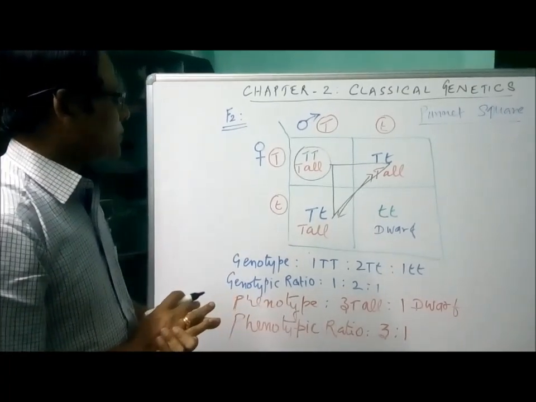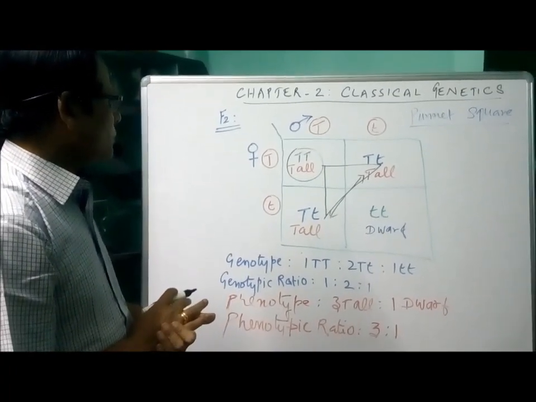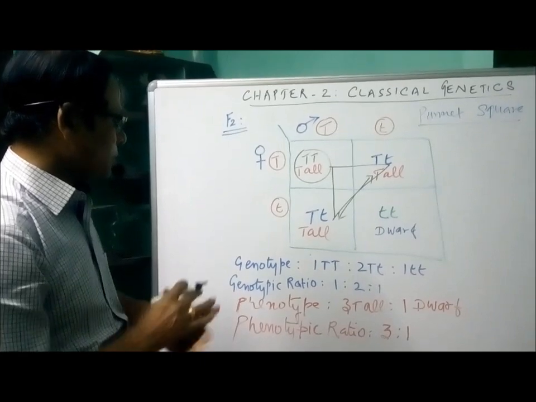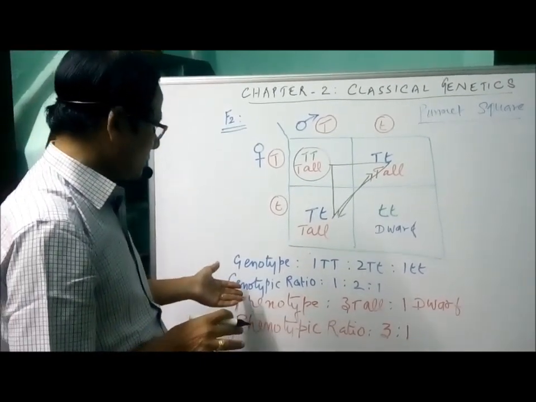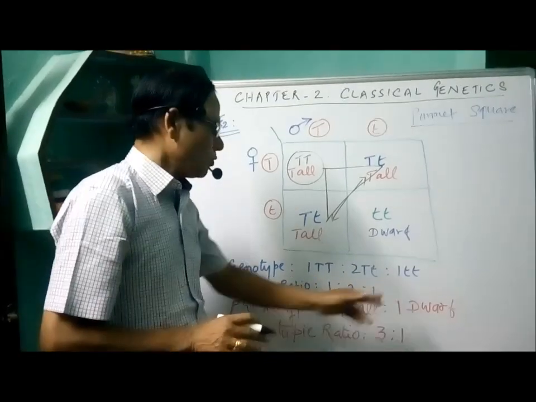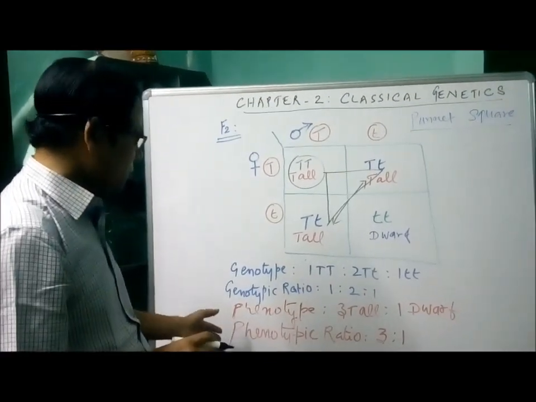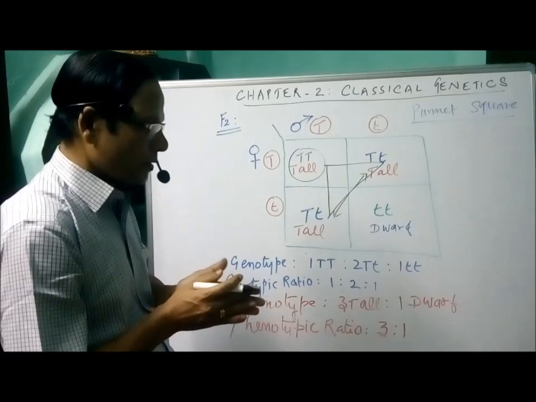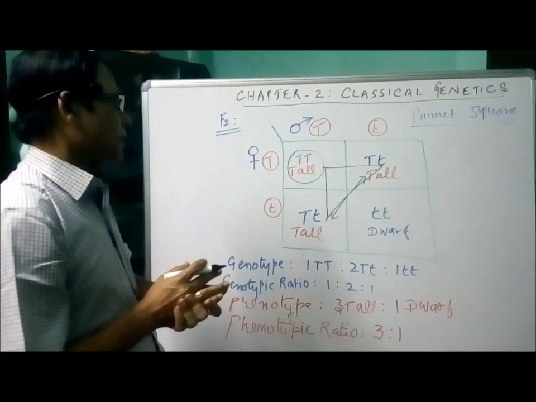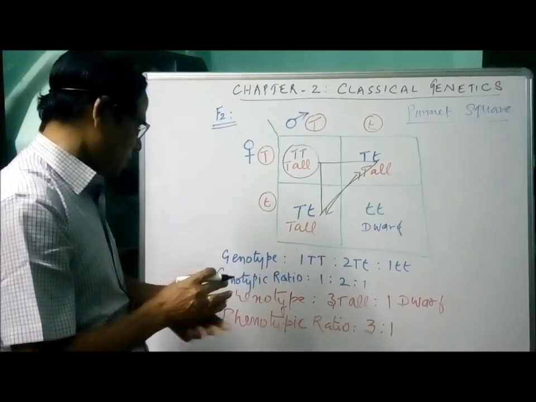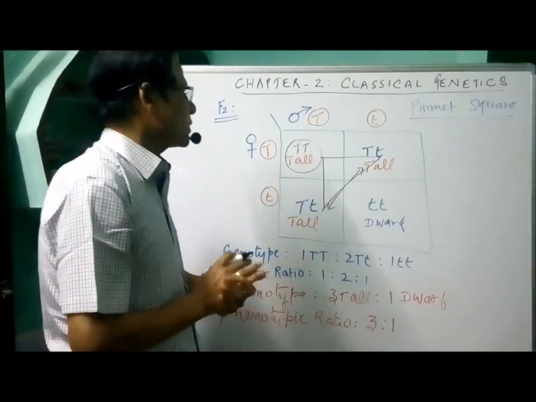What is the external visible appearance? Out of the four individuals, the possibility of the phenotypes is 3 tall and 1 dwarf. So the phenotypic ratio, based on the external visible appearance, or we can say the observable characters of an individual, is 3:1.